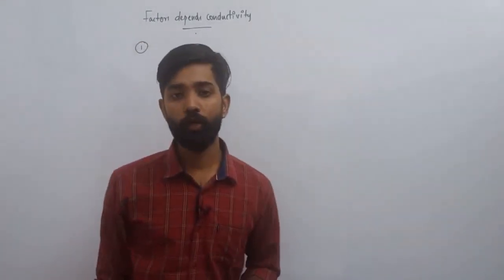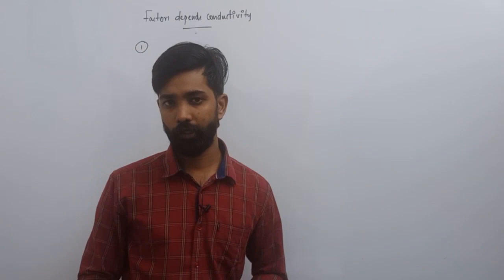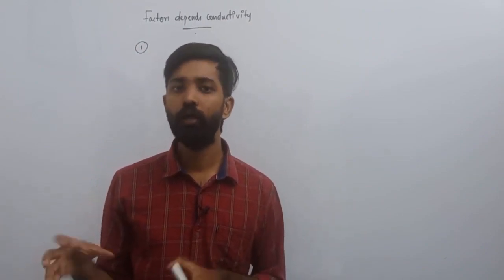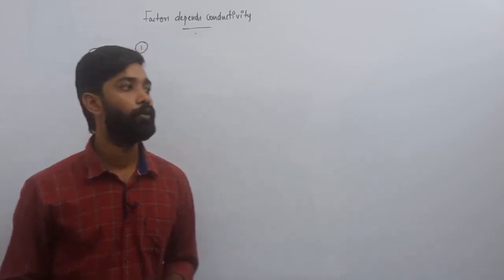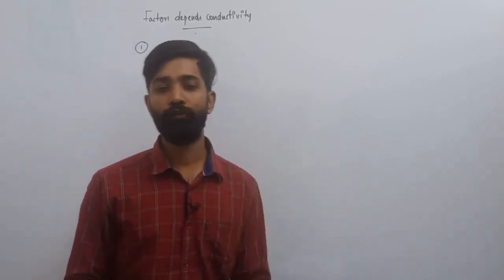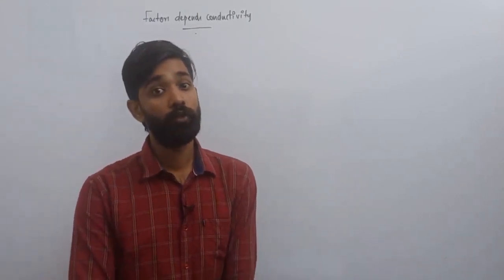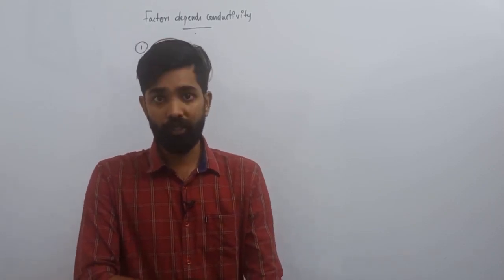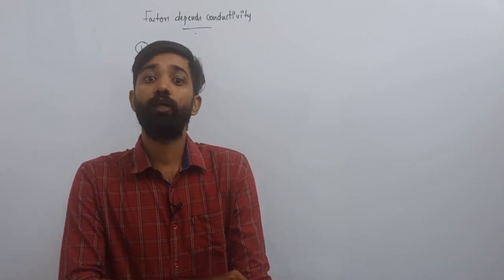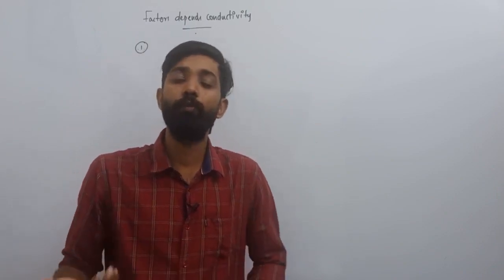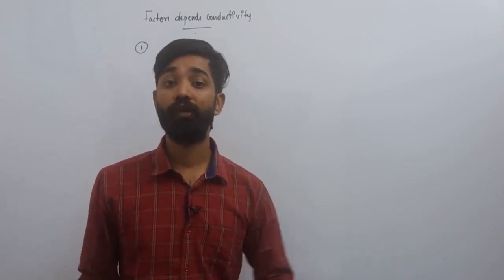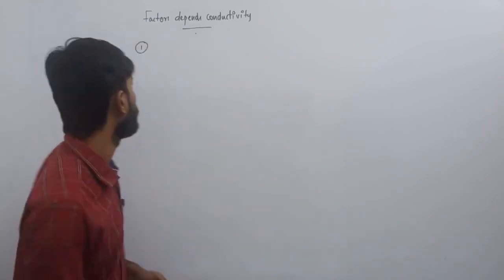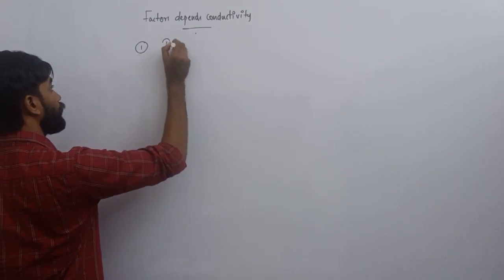Number one, interionic attraction. You know what interionic attraction is? It is the attraction between two oppositely charged ions in an electrolyte, right? So interionic attraction is one of the factors that affect conductivity. If interionic attraction decreases, ions will be more mobile. Ions have greater freedom to move, which means its conductivity increases. So the first factor is interionic attraction.